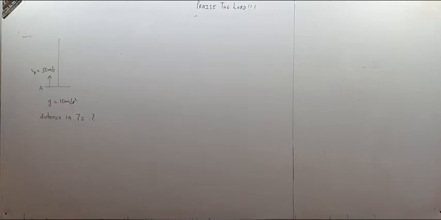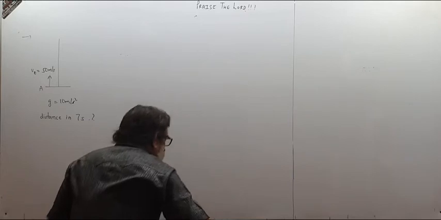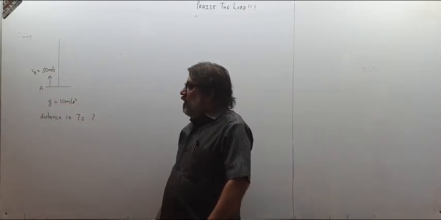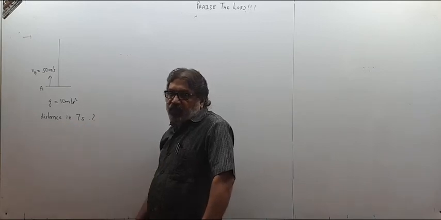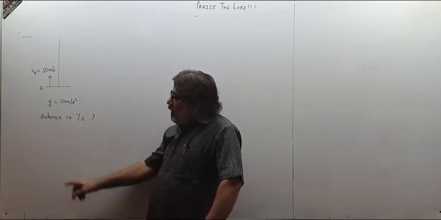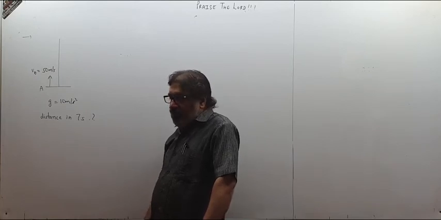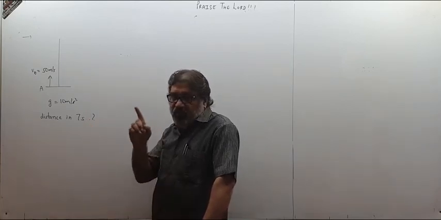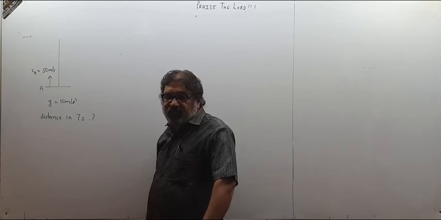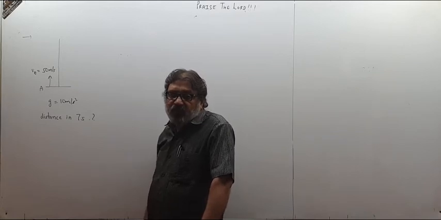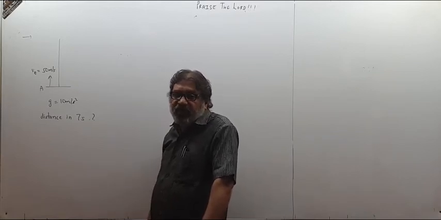A very interesting question. A stone is thrown upwards from the ground with a speed of 50 meter per second. Here we take g as 10 meter per second square. He is asking us what is the distance travelled by the stone in 7 seconds. Remember, he is asking us distance, not displacement. There is a difference between distance and displacement. Distance is the actual path length, whereas displacement is the shortest distance between final position and initial position.